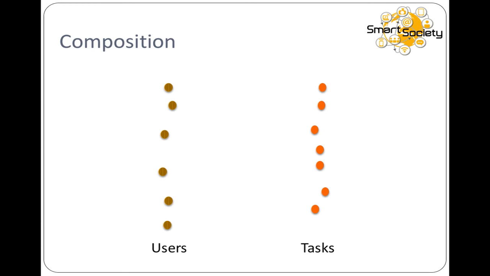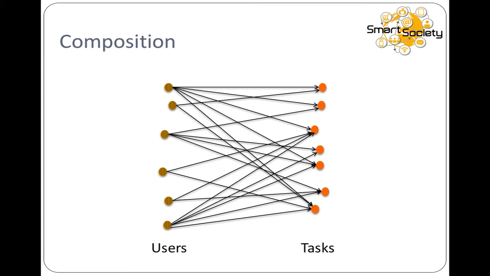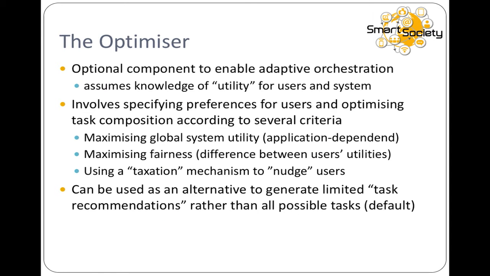To illustrate why this is a complex task, consider a number of users, here shown on the left-hand side, and the number of possible tasks they could collaborate on. And of course, different users could work on different tasks, and several users could be involved in the same task. So basically, with larger user populations, you will have a huge amount of possible solutions.